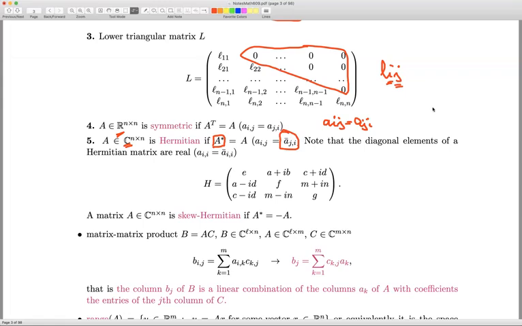So if I have a complex number a plus ib, and I would like to look at its complex conjugate, which I denote by a bar on the top, this is the complex number a minus ib. So what is changed? Just this sign here goes from plus into minus. And a matrix that satisfies this condition is called a Hermitian matrix.